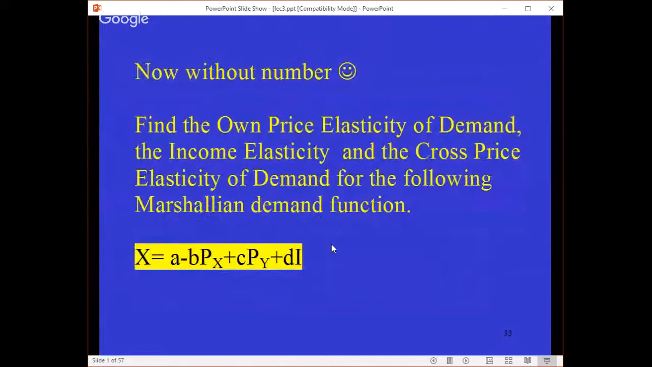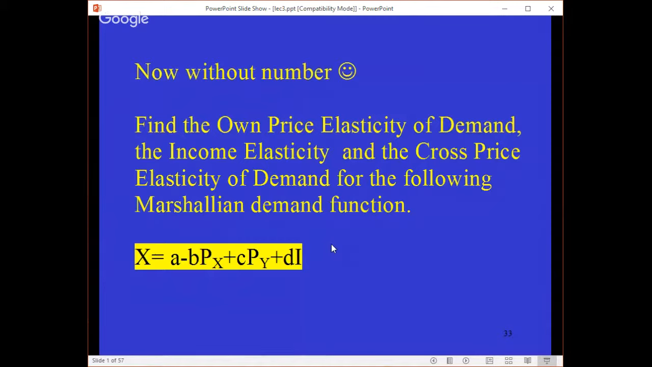One more time. This time, no numbers at all, just algebra. Letters. Now be careful, because here I is just I. I'm not taking the derivative of I. d is a constant and I is income.